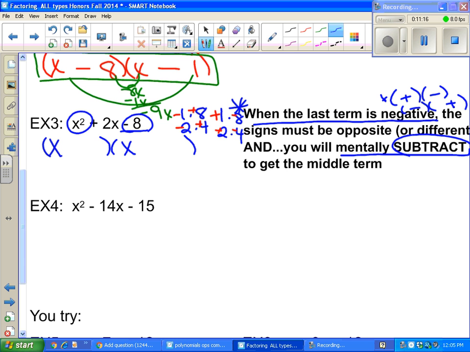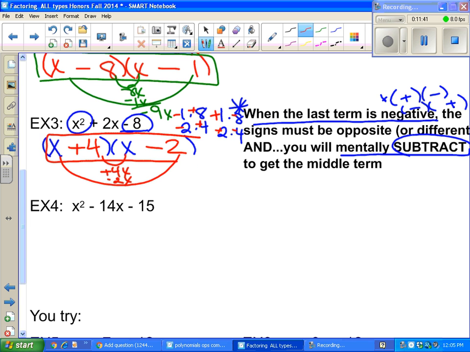So which ones would I mentally subtract to give me 2? Well, it's not 8 and 1. It's going to have to be 4 and 2. So I'm going to fill in a 4 and a 2. This time I need my middle term to be positive. So that's going to give me 4x if I do the inners. It's going to give me 2x if I do the outers. The bigger number needs to match the sign of the middle term. So I need that to be a +4 and a -2. So it tells me +4 minus 2. Usually the sign of the middle term tells you the sign of the bigger factor.